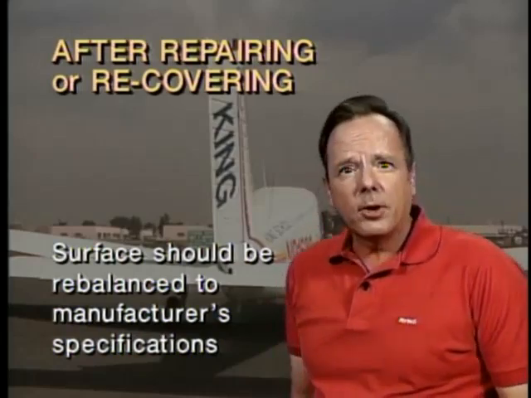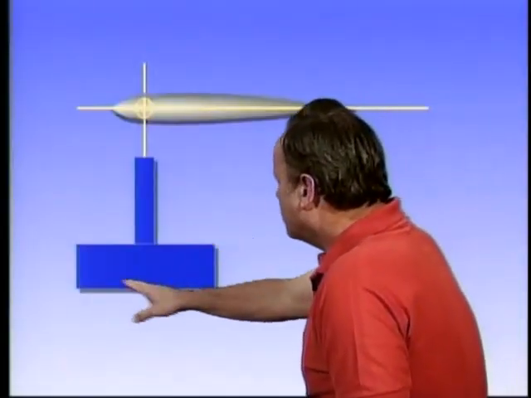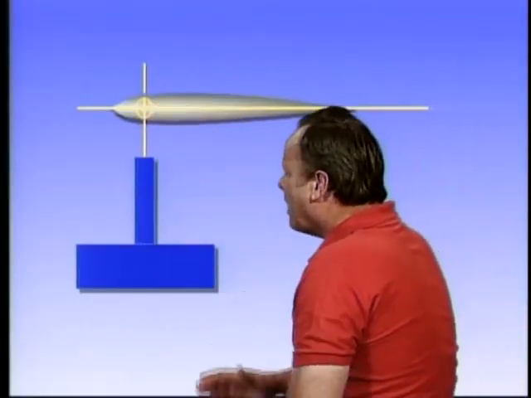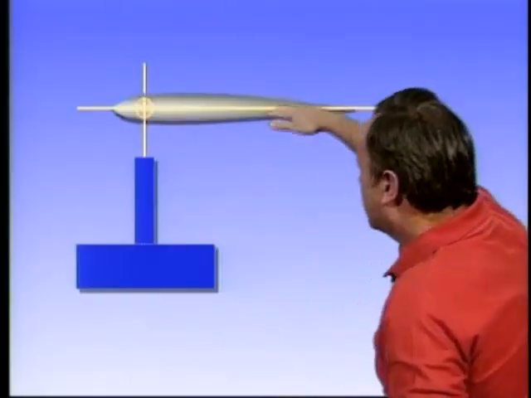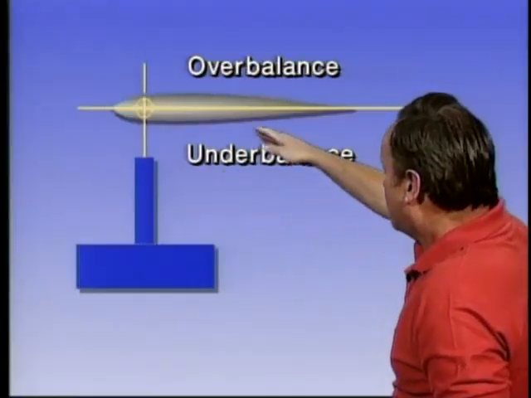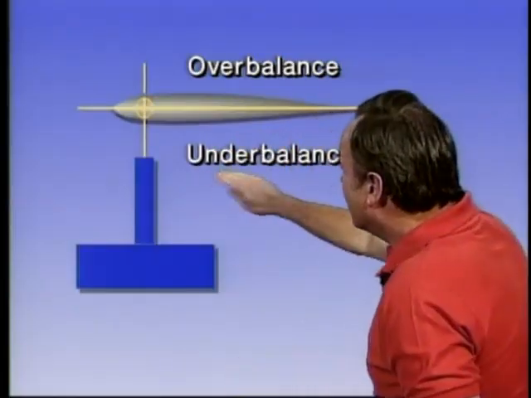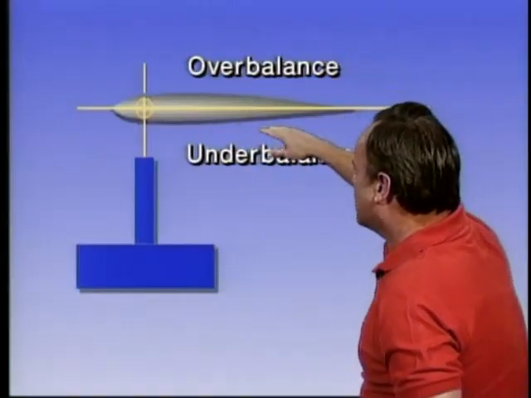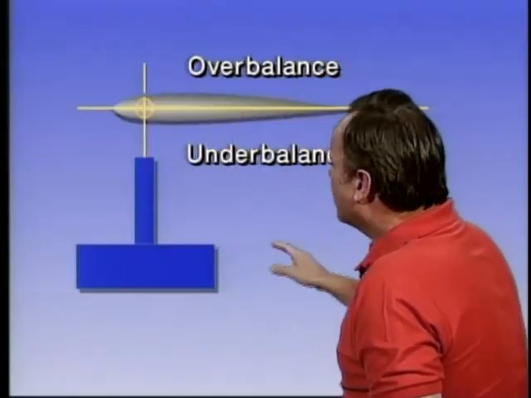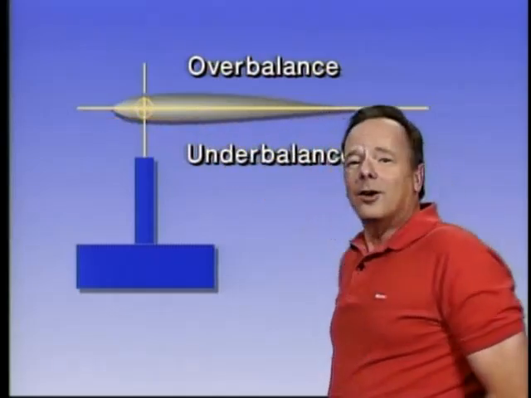Now, how do you go about rebalancing it? Well, you can put the control surface on a balance stand. This would be a balance stand, and mount it by its hinge points, and then see what happens. And if the trailing edge of the control surface comes down, then it's underbalanced. And if the trailing edge goes up, it's overbalanced. And by the way, if you have any trouble remembering this, this is the underside, this is the overside. So if the trailing edge goes down, it's underbalanced. Trailing edge goes up, it's overbalanced. And that way you can determine whether it's properly balanced. Of course, what you want it to do is not have the trailing edge move at all.